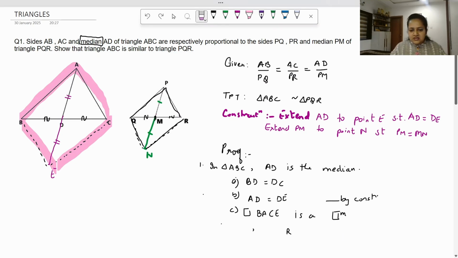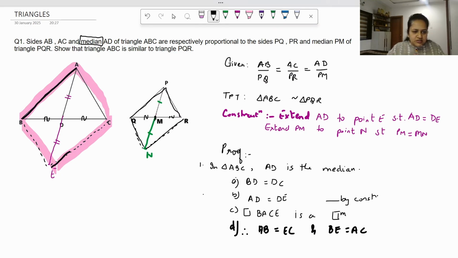Now, if I look at the similarity part, now that we proved that quadrilateral BACE is a parallelogram, can we write AB is equal to EC and BE is equal to AC? We are saying AB equals EC and AC is equal to BE. This is what we want to use. Now see what's going to happen.